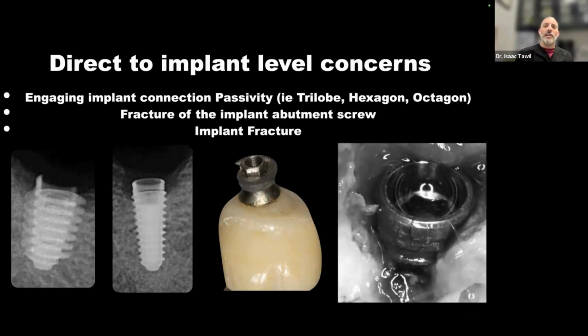If a screw breaks and I can't get it out, hopefully I have enough implants I can get around it, but it's game over. I've got to ditch that connection. I can't use it anymore. If an implant fractures, it's trouble. Do I have enough implants to get through the case? Can I use it, or do I have to start over? And this has kind of been the bane of my existence. So I'm really not a fan of going direct to fixture.